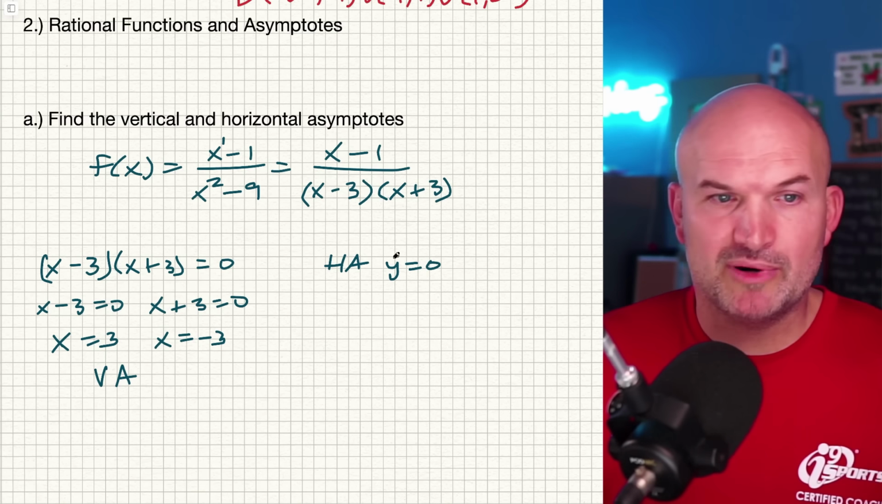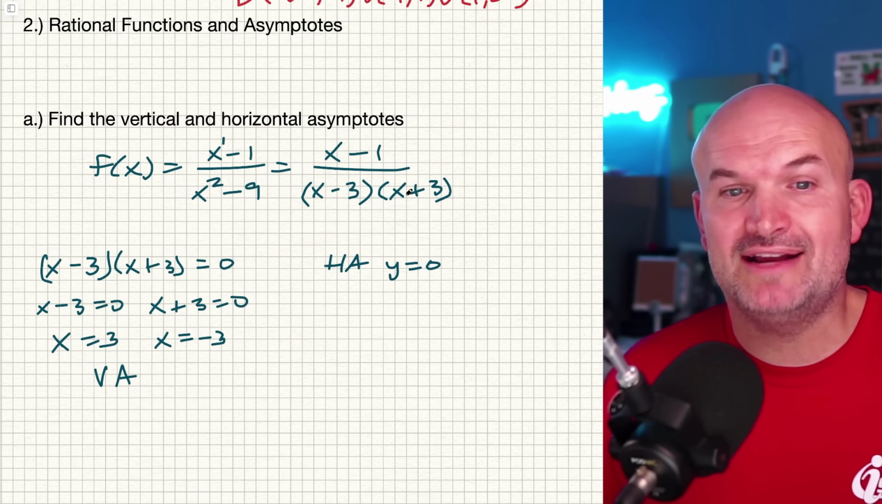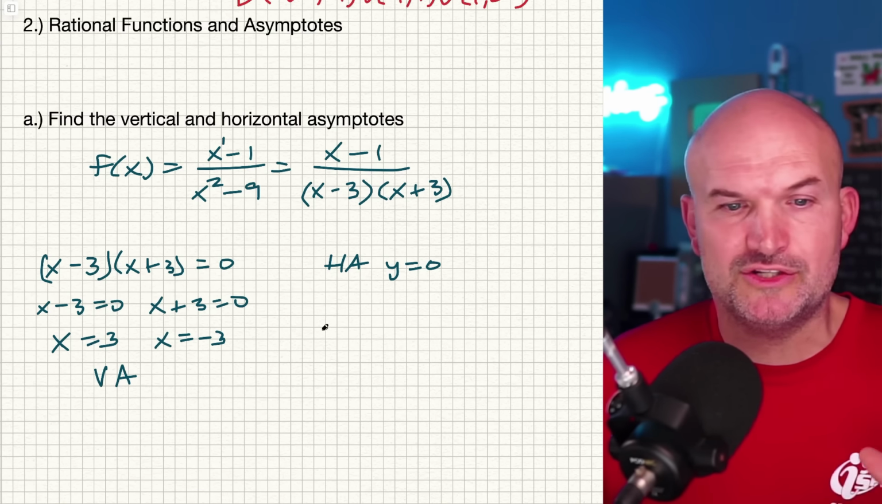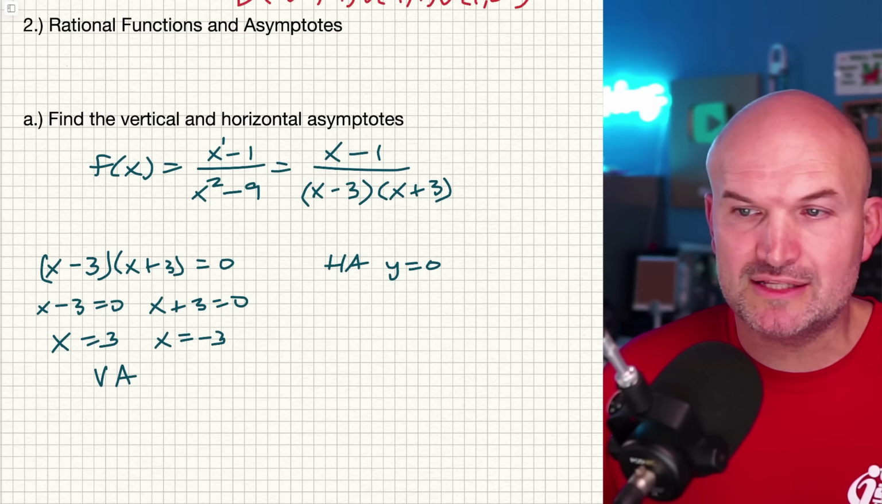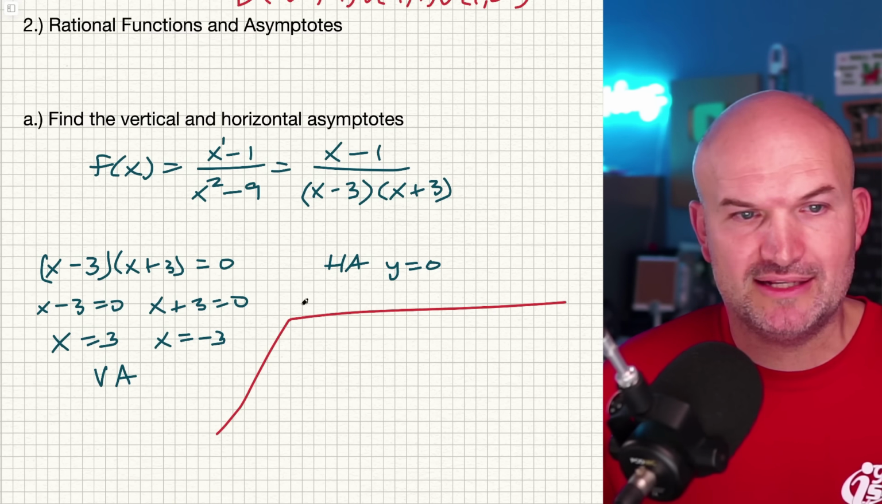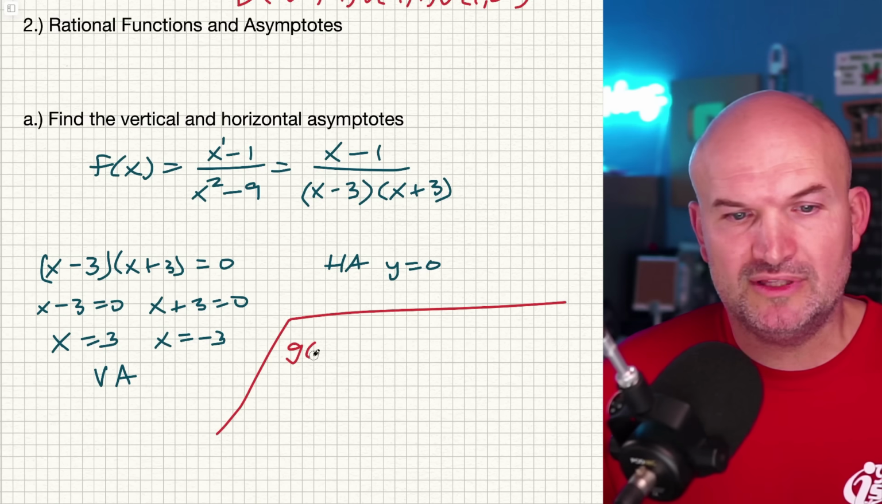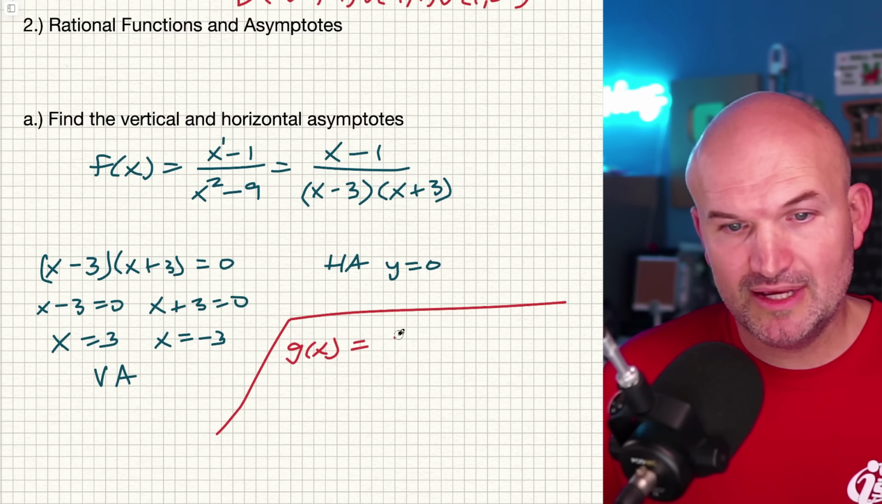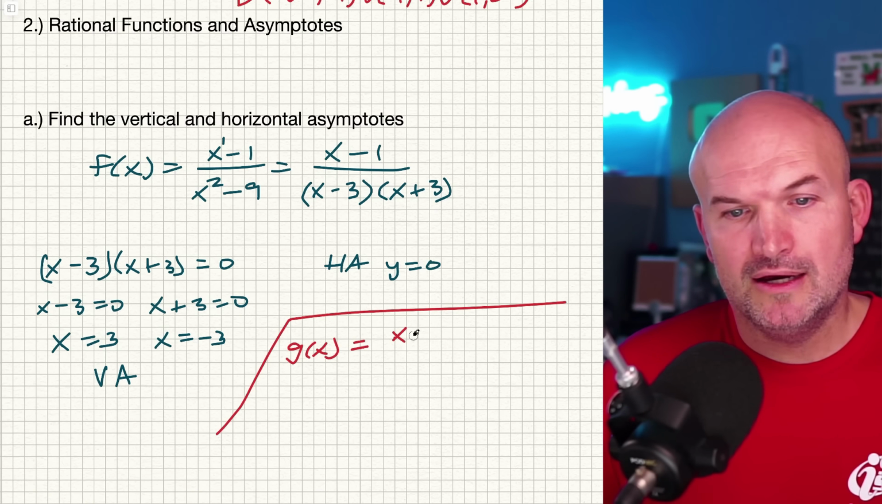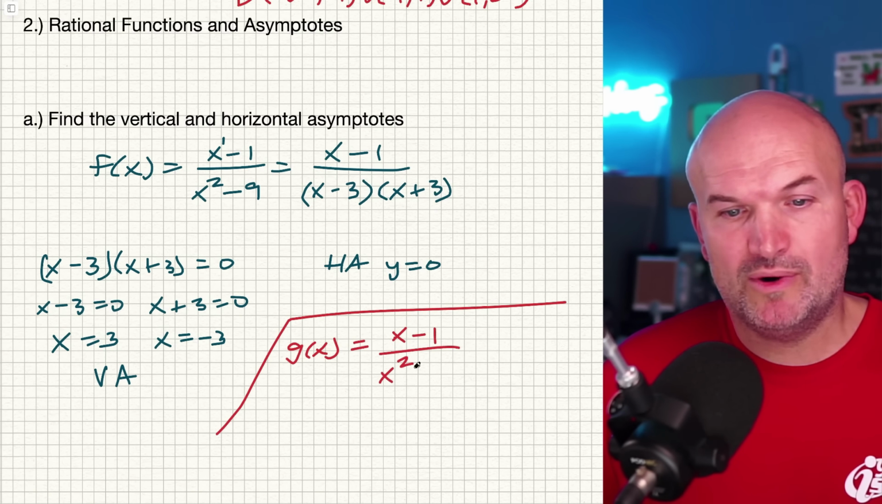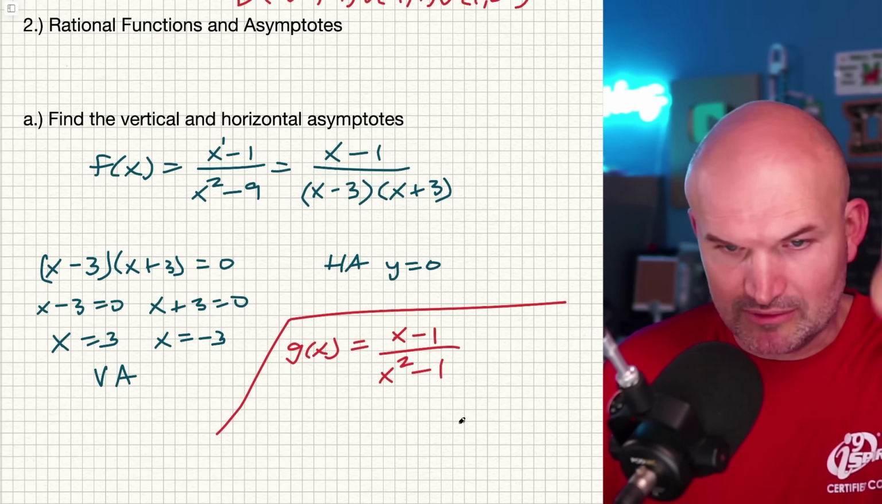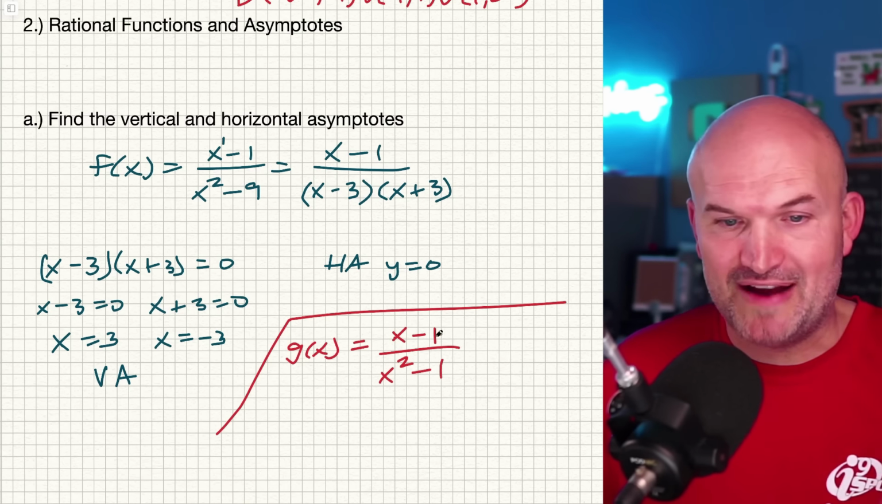Now, the last thing I just want to bring up is what about, Miss McLogan, if we had a hole? How do the holes play into vertical asymptotes and horizontal asymptotes? So I wasn't really planning on doing that, but let's just do a quick little example. Let's call this g of x. And let's say this was x minus 1, and this was x squared minus 1. Okay, now again, don't just be dividing things out here, right? We've got to factor here.